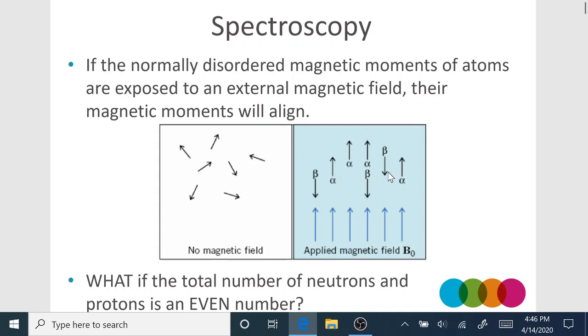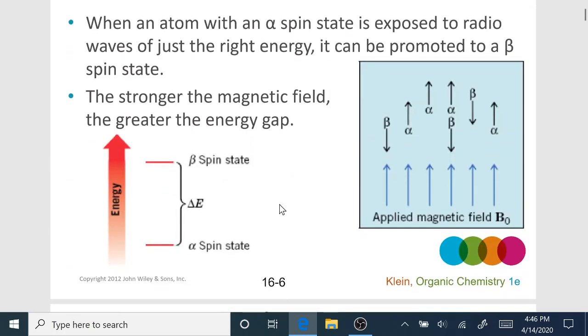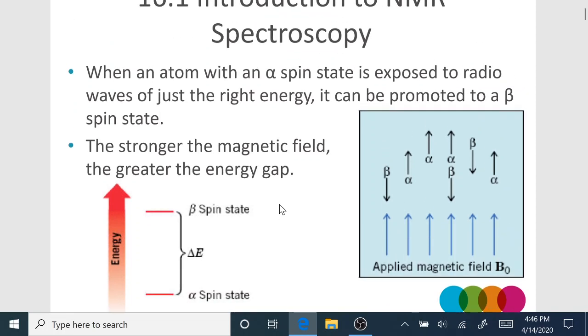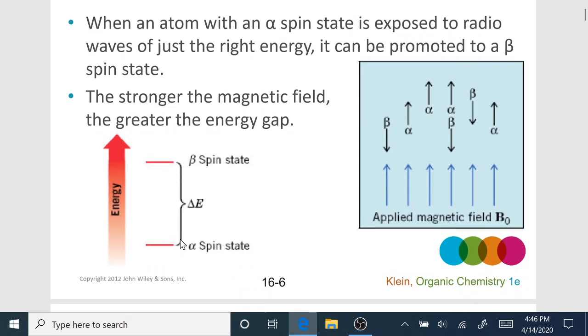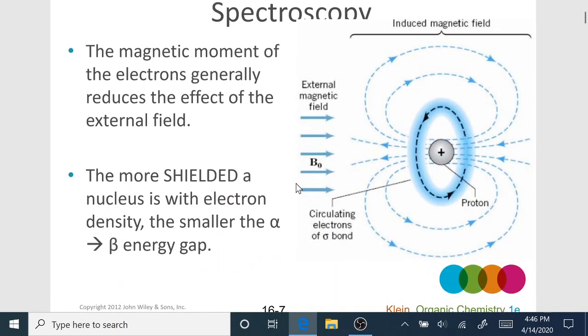We're going to watch these nuclei that are aligned against the field as they relax, and we'll get information from that. There's a certain energy gap between the alpha and beta spin states, being aligned with and against the field, and that energy gap is going to give us some information about that molecule. If you have a stronger magnetic field, it's going to be a greater energy gap, and it turns out that we can get more information if we have a stronger magnet.